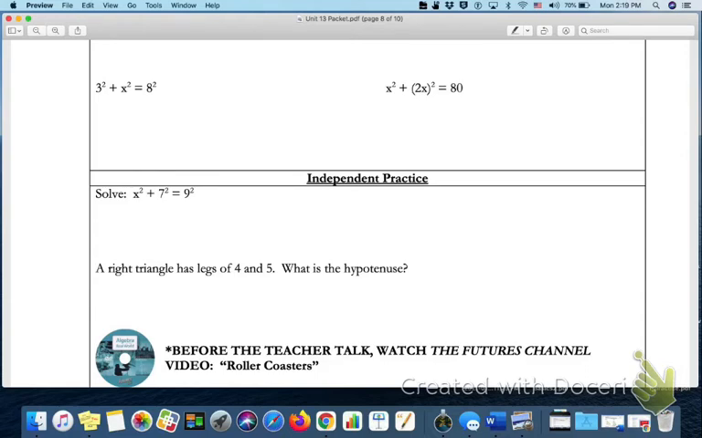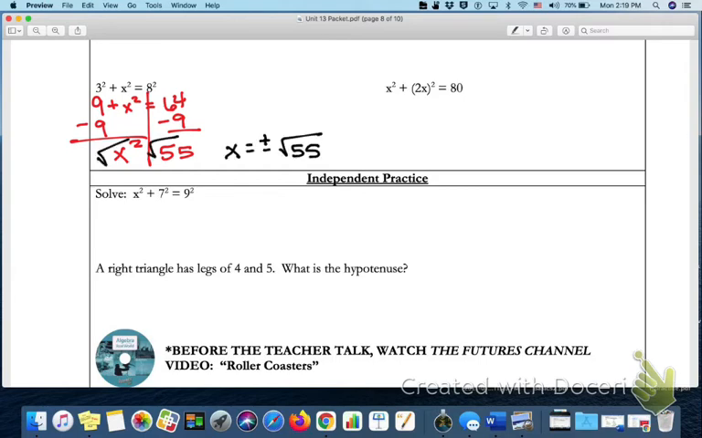Let's simplify this. 3 squared plus x squared equals 8 squared. So we get 9 plus x squared equals 64. To solve for x, I need to subtract 9 from each side. X squared equals 55. You can't take the square root of 55. It's not a perfect square, and there isn't a number that divides it. So our answer is going to be x equals positive or negative square root of 55.